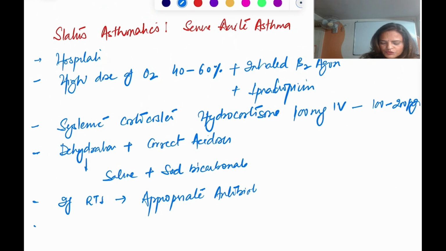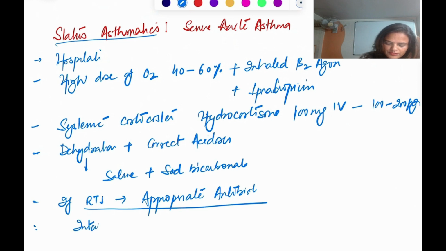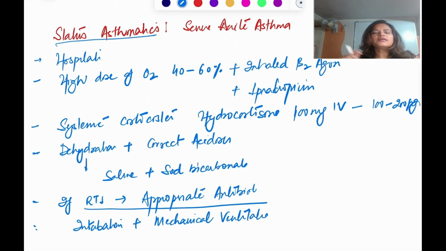Okay, because usually the upper respiratory tract infection is the precipitating factor for this status asthmaticus. And if it is needed, then go for intubation and mechanical ventilation. So that's all about bronchial asthma.